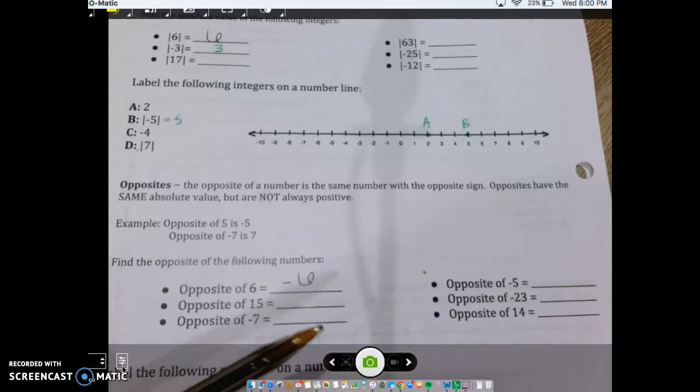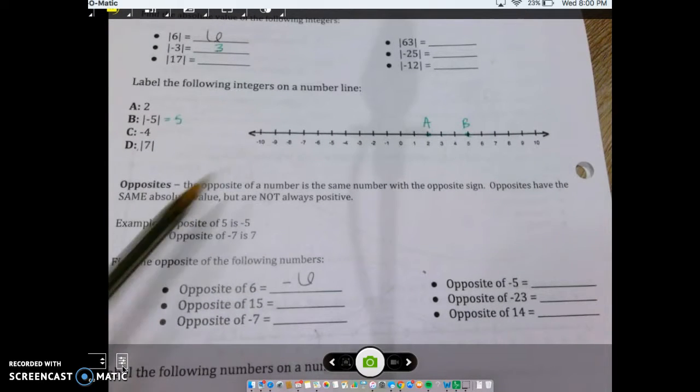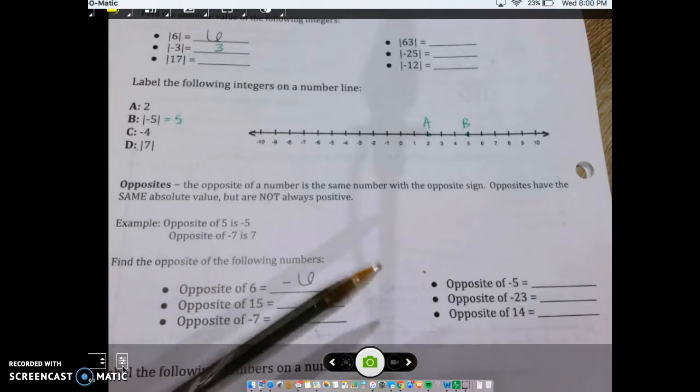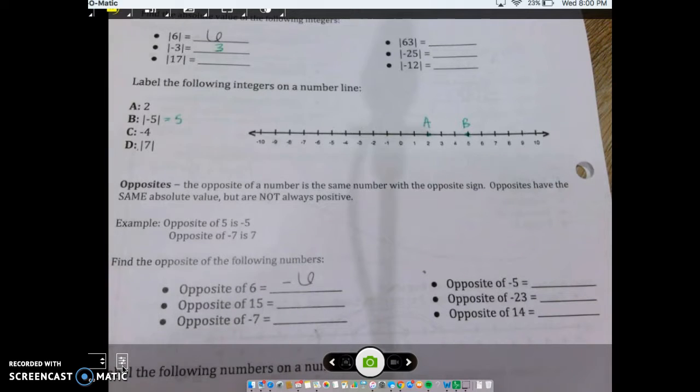Now for this section, opposites. Remember, opposites are the same number with the opposite sign, meaning it's just the same number. If it was positive, the opposite is negative, and if it was negative, the opposite is positive. So the answer to this is not always positive. Opposites have the same absolute value. For example, 5 and -5 both have an absolute value of 5 because they're both 5 steps away from 0, but they are not necessarily always positive.